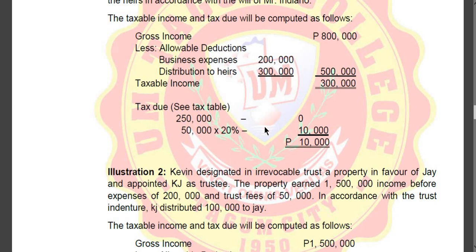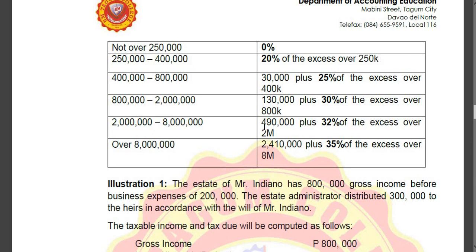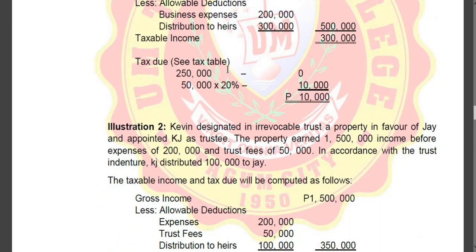So to compute the tax due, you refer to the graduated income tax table. The first 250,000 is tax exempt. The excess of 50,000 over 250,000, kasi nga 300,000 yung taxable income natin, kaya 50,000 yung taxable lang, times 20%, that's 10,000 tax due.